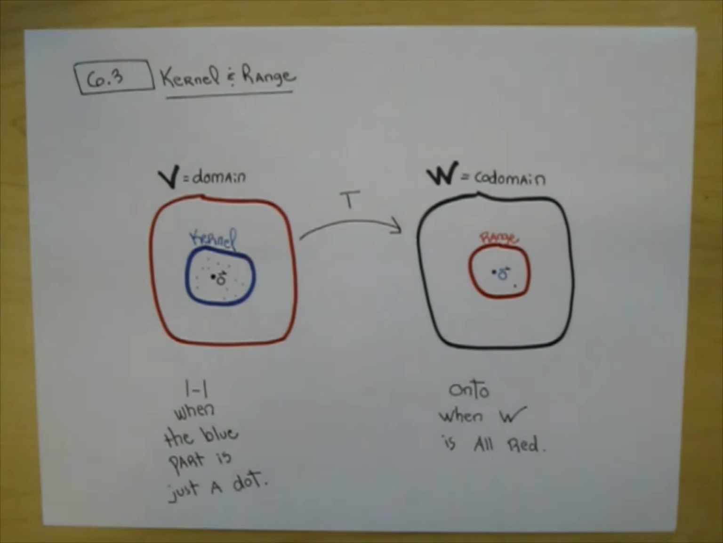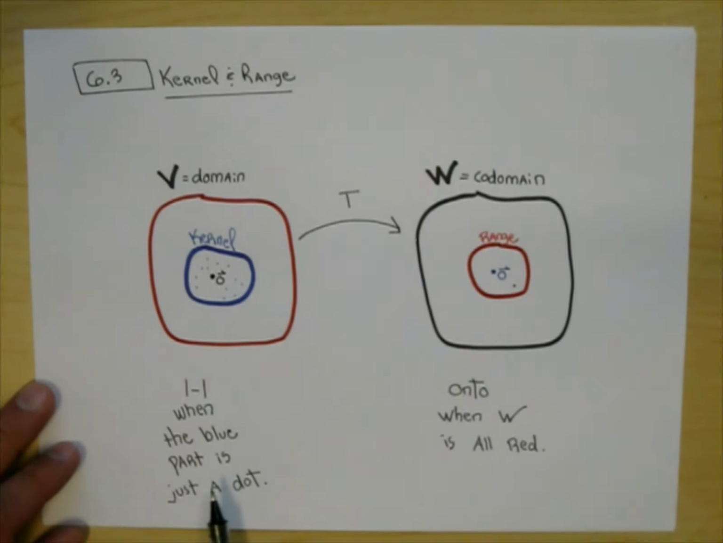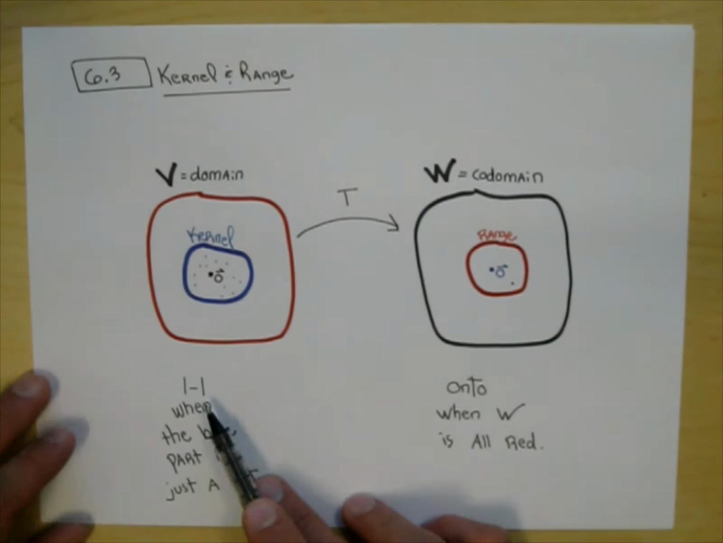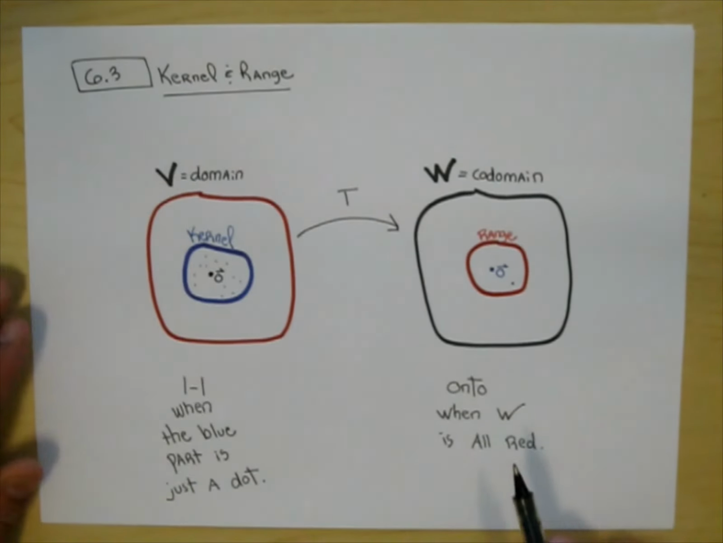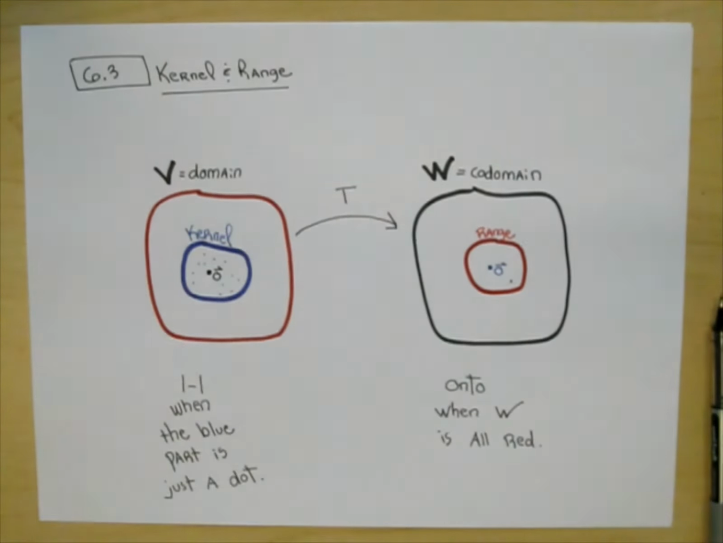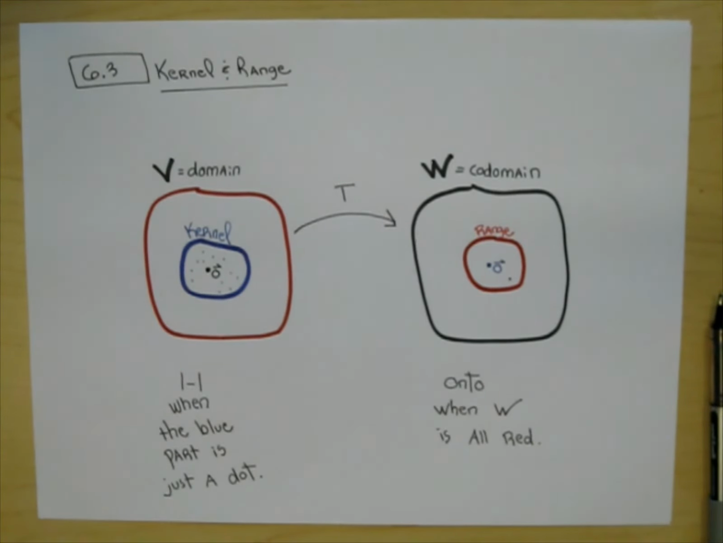Back to my favorite picture for this section. We've got all this stuff that shows what the kernel and the range are. The linear transformation is one-to-one when the kernel is just the zero vector, and the linear transformation is onto when the range just covers it all up. I think this stuff is pretty cool. It's abstract, and you're thinking, what a waste of time. But a lot of stuff that we do is built on this theory.